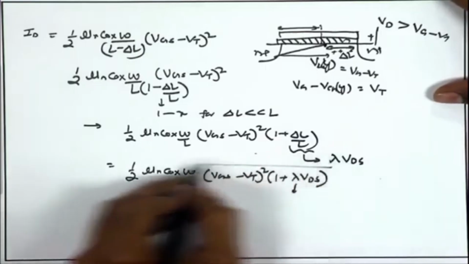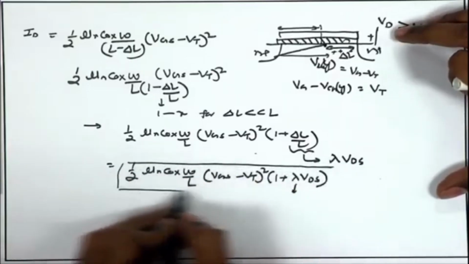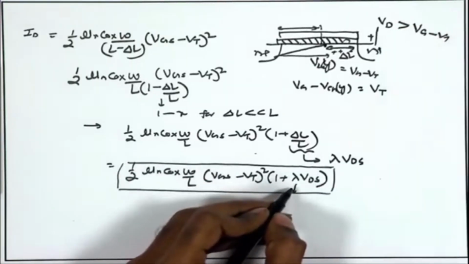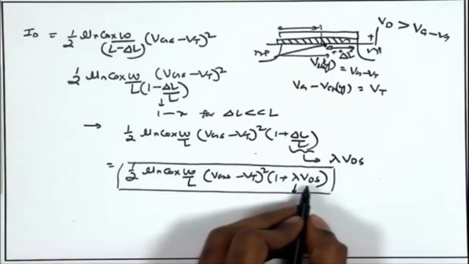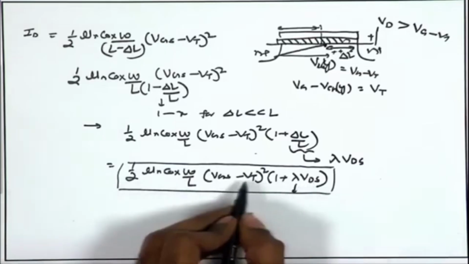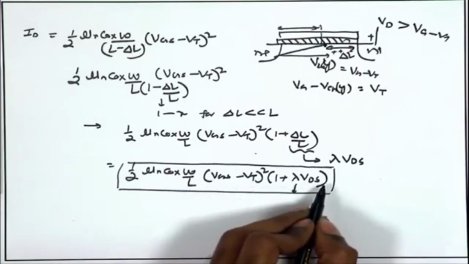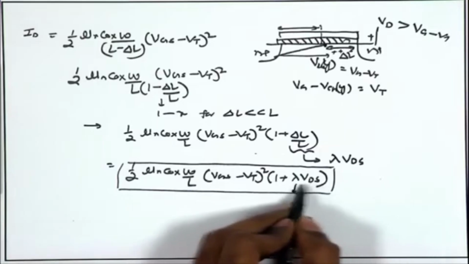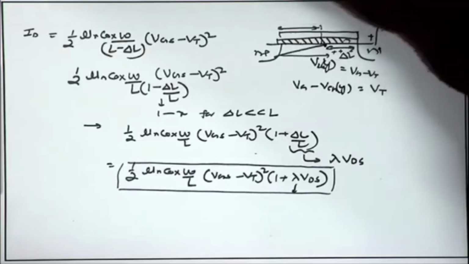So, this is the equation at which we stopped. The equation which captures the channel length modulation, the effect of lambda, and which gives us a finite dependence of the drain current on the drain voltage VDS. Ideally, as we said, in the saturation region the current should be dictated just by VGS minus VT, but because of channel length modulation, we have a finite dependency on VDS, and that gives us a finite small signal output impedance looking into the drain. That is what we saw earlier.